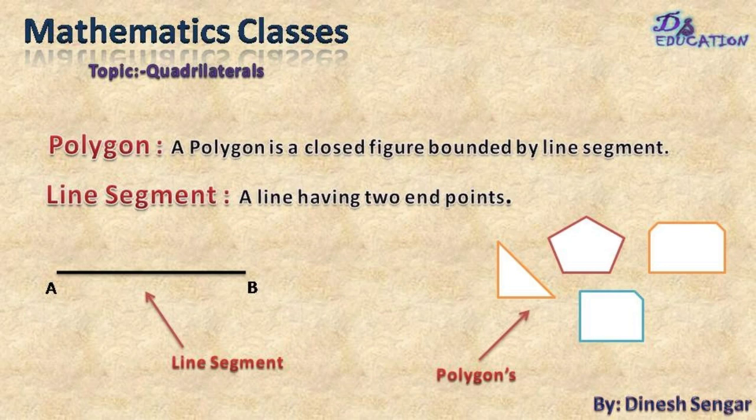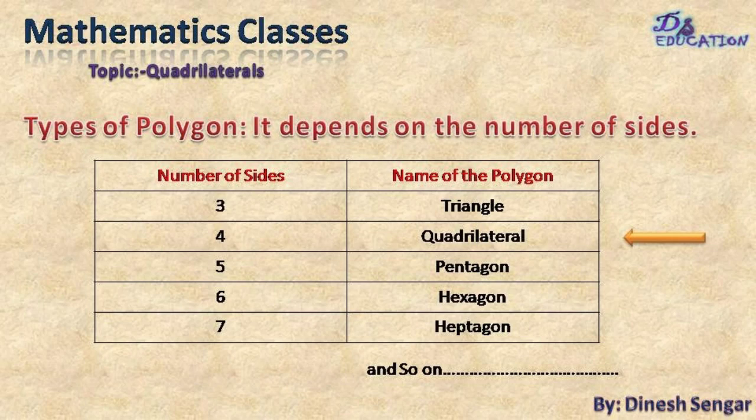So a question comes, how many types of polygons are there? Let us move to the next point. It depends on the number of sides. The number of sides tells you the name of the polygon.